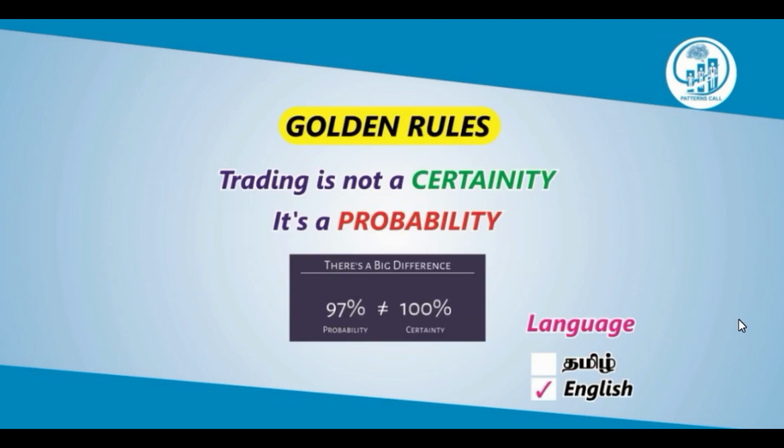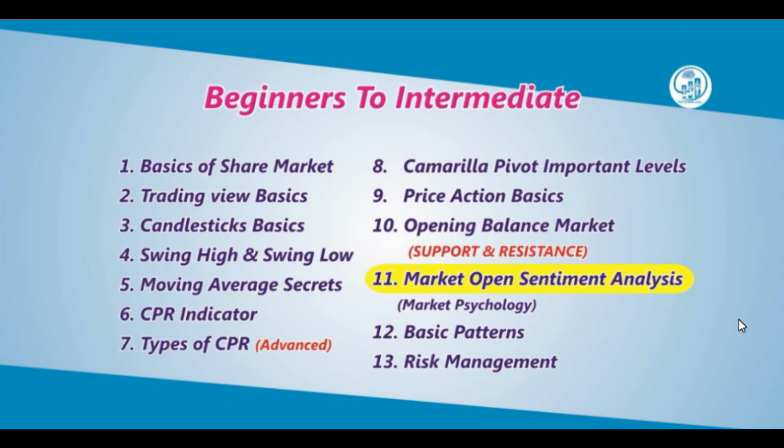This is the golden rules for trading. Trading is not a certainty, it's a probability. Today, an English language beginner to intermediate course will be conducted on our channel. The first 1 to 10 topics are already covered on our channel. Today we will be discussing market open sentiment analysis, because of market psychology.